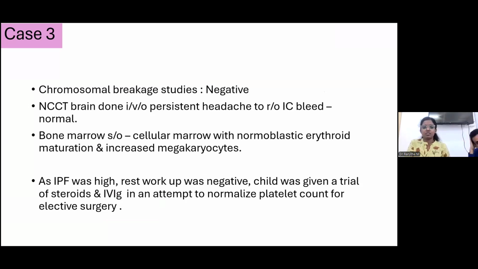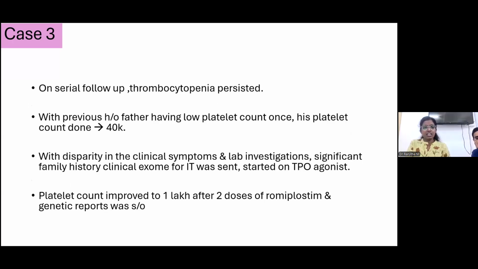Child was given a trial of steroids and IVIG in an attempt to normalize platelets for her elective surgery. But on serial follow-up, thrombocytopenia persisted, and with the previous history of father having low platelet count once, his platelet count was repeated with us, which showed 40,000 platelets with other hemogram being normal.